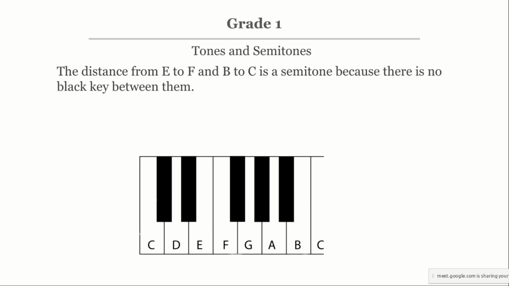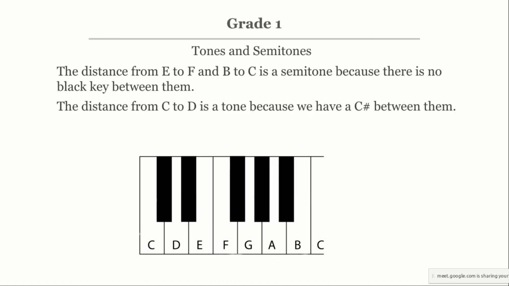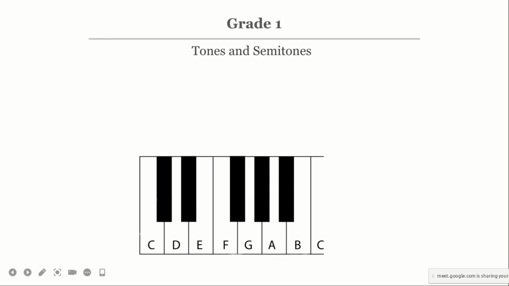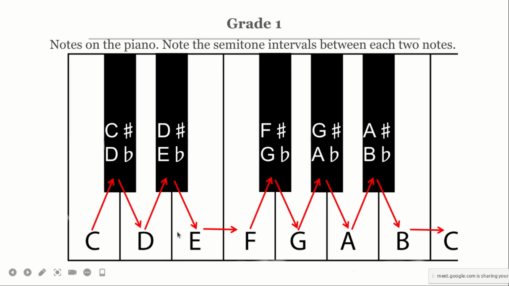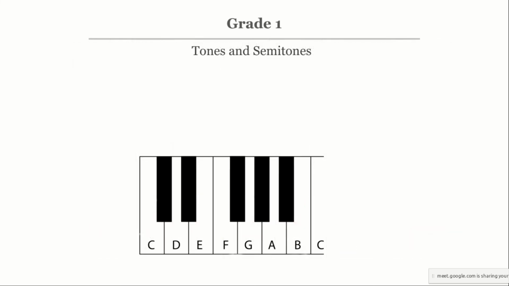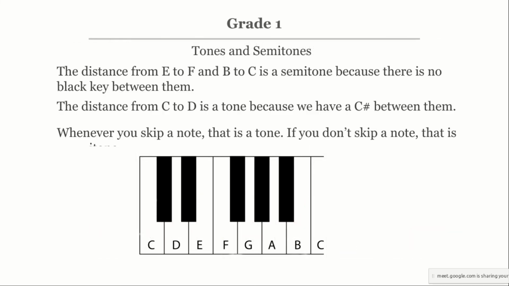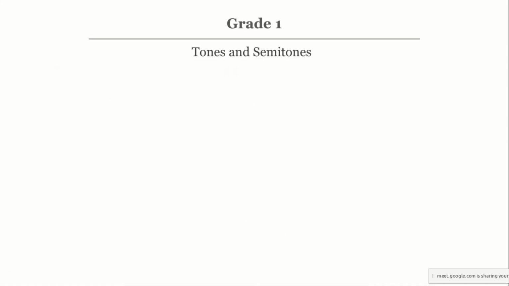So the distance from E to F and B to C, I said, is a semitone because there is no black key between them. The distance from C to D, like you see here, C to D is a tone because we have 2 semitones. Take note that from C to D, you have moved 2 semitones. So C to D is a tone. I hope that makes sense. You can rewatch the video later to find that out. So whenever you skip a note, whenever you skip a semitone, that is a tone. If you don't skip a note, that is a semitone. Simple as that.